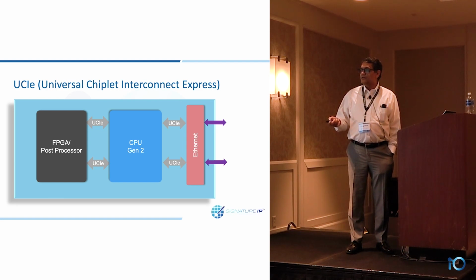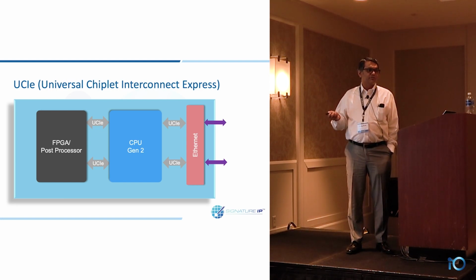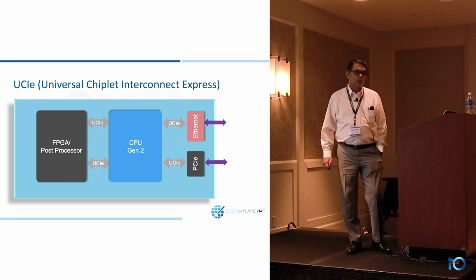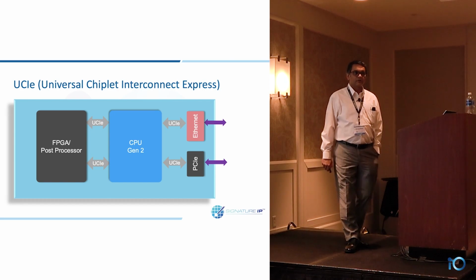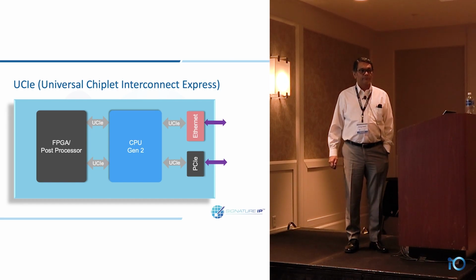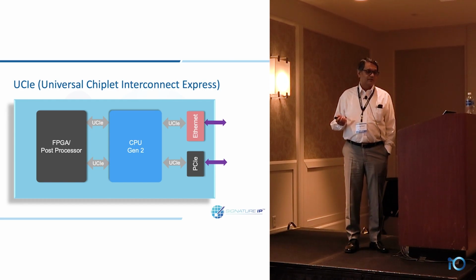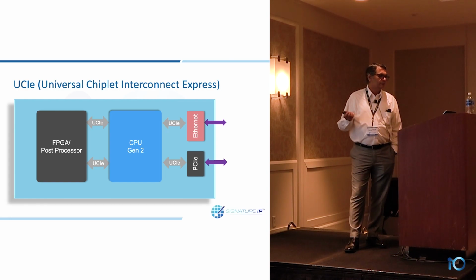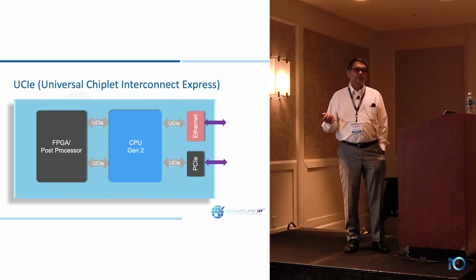Now let's say there is a combination where you need PCIe and Ethernet, and there you plug these out and then you can have one UCIe connected to Ethernet and one connected to PCIe. So that is the typical application of how the chiplet would be used.